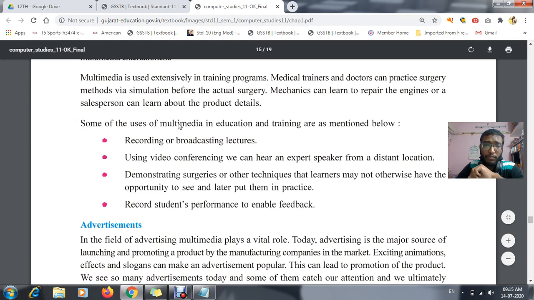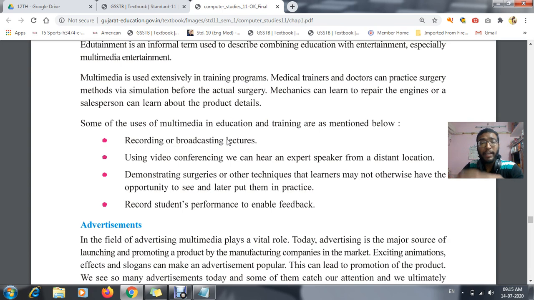Some of the uses of multimedia in education: recording or broadcasting lectures. This is the best example. What I am doing, we teachers are recording it and broadcasting lectures, and the broadcasting medium is your YouTube. Using video conferencing, we can hear experts speaking from a distant location.